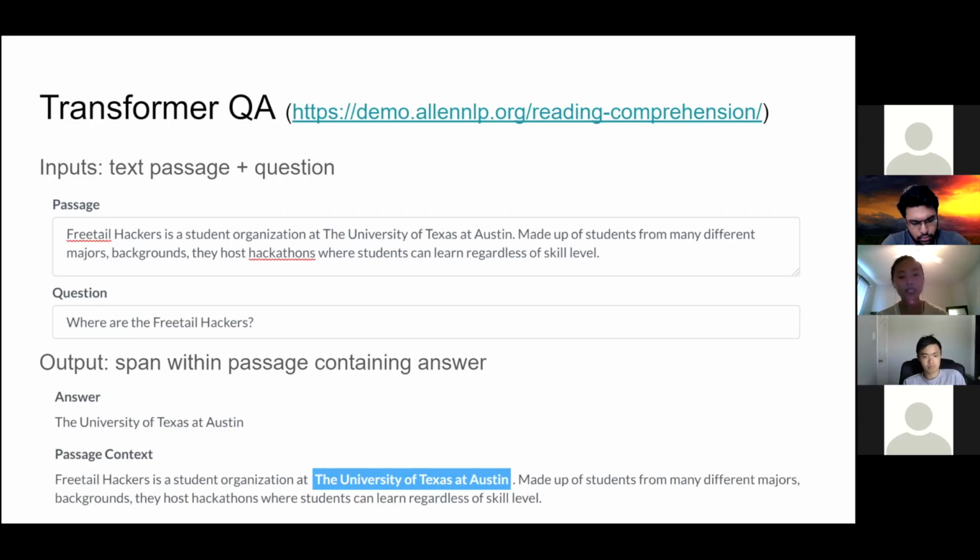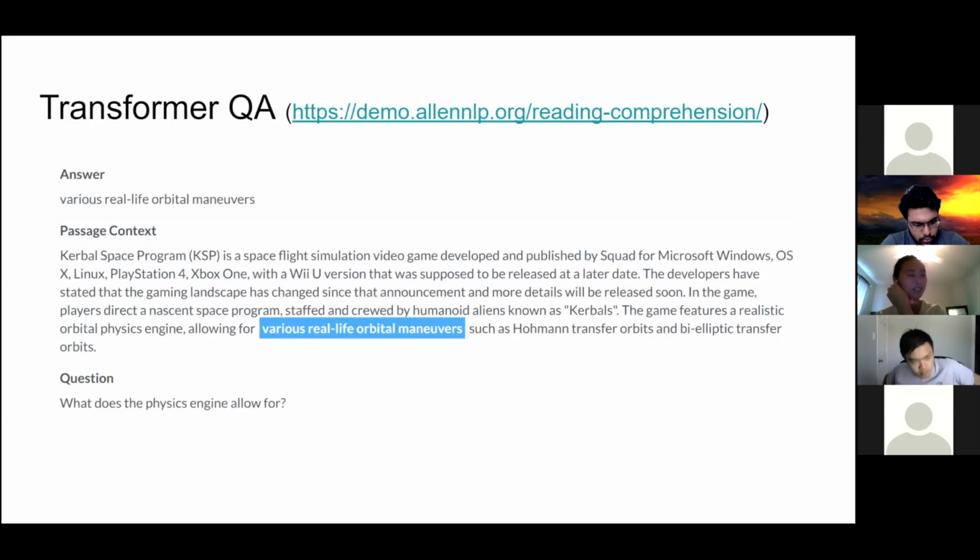So this model predicts a start span and an end span of where it thinks the answer is contained within your passage. So this is a very simple example. You can explore other examples on this demo website. So this is talking about the Kerbal Space Program. And the question is, what does the physics engine allow for? And the answer that is predicted is various real-life orbital maneuvers. So this is all very impressive, right?